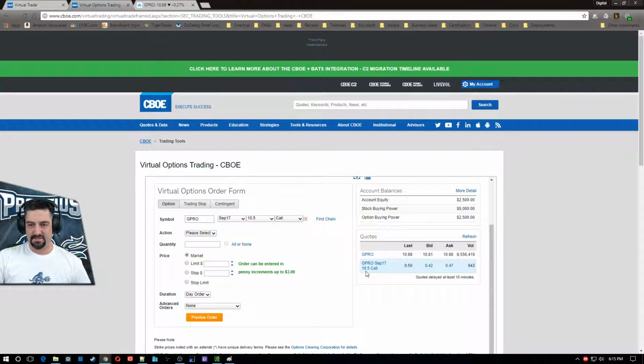So the September 10.50 calls. Last bid price, 50 cents. The bid-ask is 42.40. So we've got a little bit of spread there.